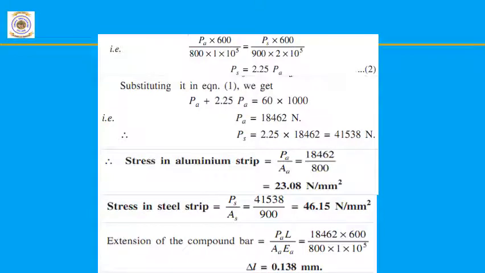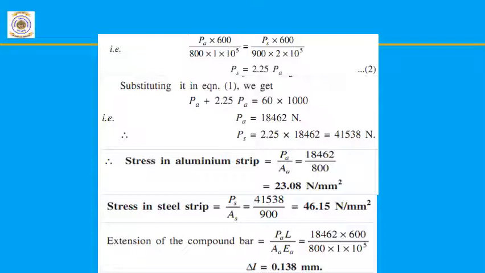Next, the total extension of the bar. To calculate the total extension of the bar, we can consider either aluminum or steel, because both will give the same answer. So delta of steel should be equal to delta of aluminum. Therefore, we are considering the extension of the aluminum.